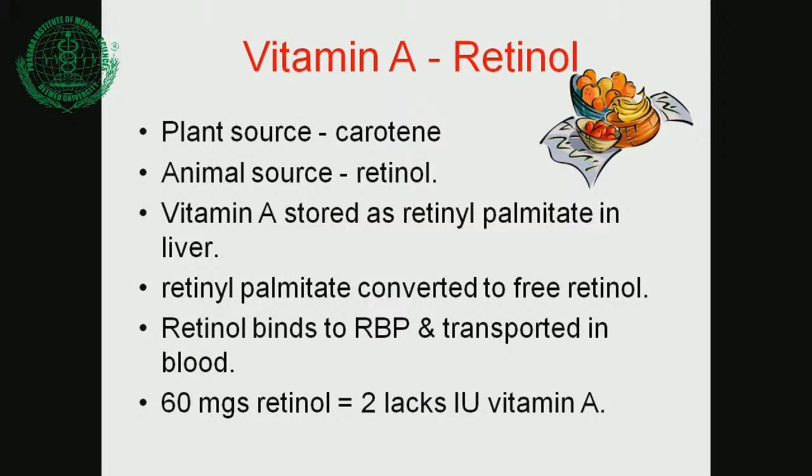Then the animal source is retinol, which is an alcohol. Whatever animal products we take, eggs, milk, meat, chicken, everything will contain vitamin A. Also cod liver oil and fish liver oil are very important sources of vitamin A and D. Now, 60 milligrams of retinol gives 2 lakh units of vitamin A. An MCQ may be asked on this, but it is not a very commonly asked question.